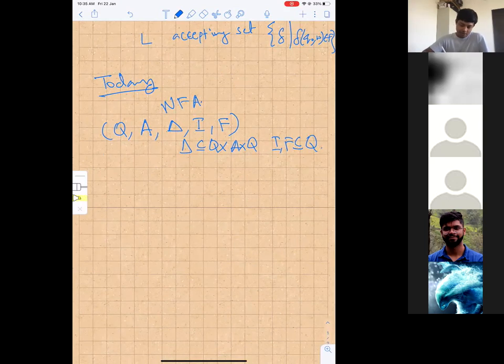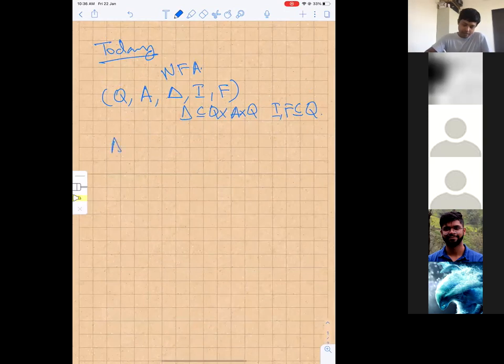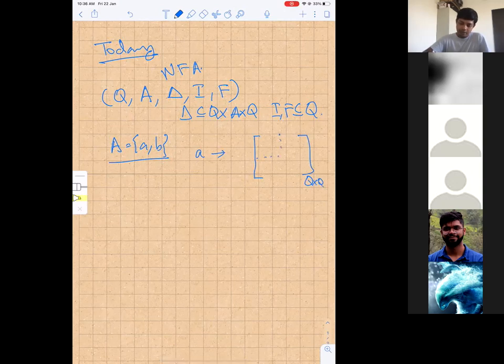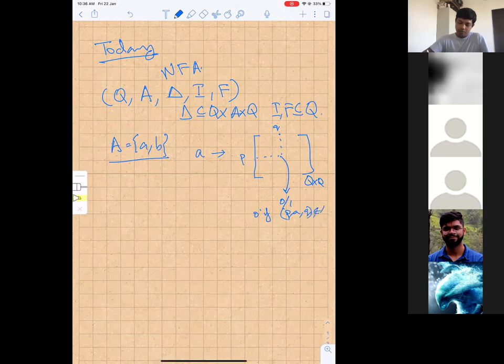Now, what I'm going to do is this. Let's imagine A is equal to AD for the moment. So now for each letter A, I can imagine a matrix of dimension Q cross Q, and the PQ element is labeled by 1 if PAQ is in delta, and 0 otherwise. Okay, I can construct these matrices.